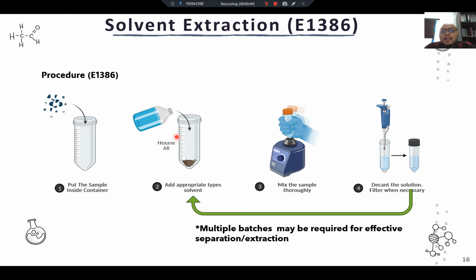It's not necessarily the case that you need to use hexane. Let's say, for example, your analyte is methanol or ethanol. Because that is your analyte of interest, you need to use a polar solvent such as acetonitrile. So here they add hexane to the sample and mix it thoroughly using vortex, and after that they allow for decantation of the solution. They take the top solvent layer and then run it on the instrumentation.